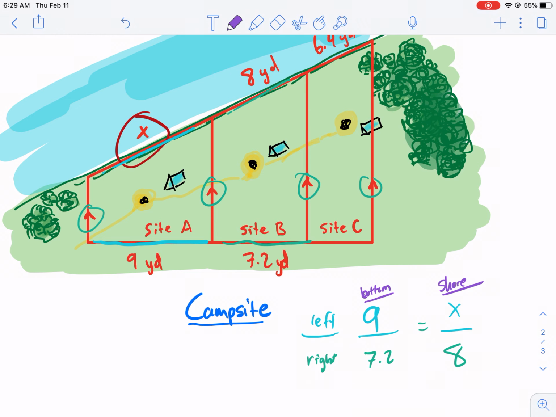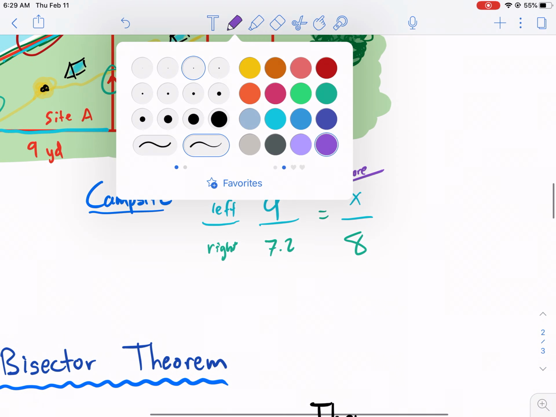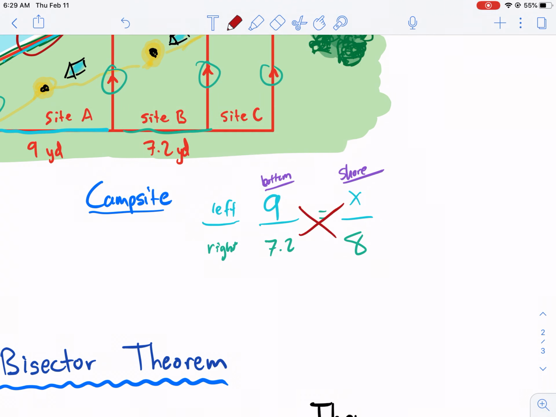I kind of wish I would have set this up differently. But as long as you're consistent on both sides, that's the important thing. And now we can cross multiply. We get 72 equals 7.2x. We divide by 7.2. And we're going to get x equals 10.